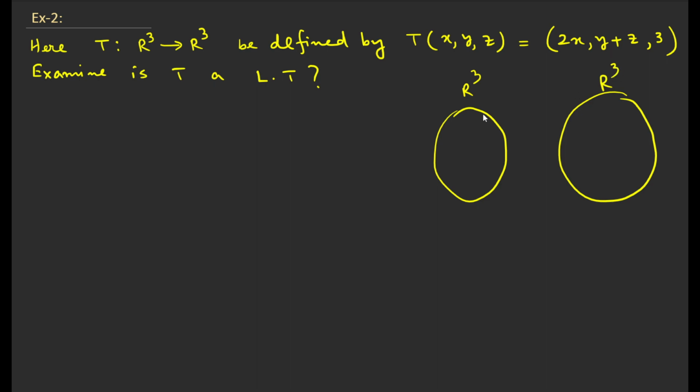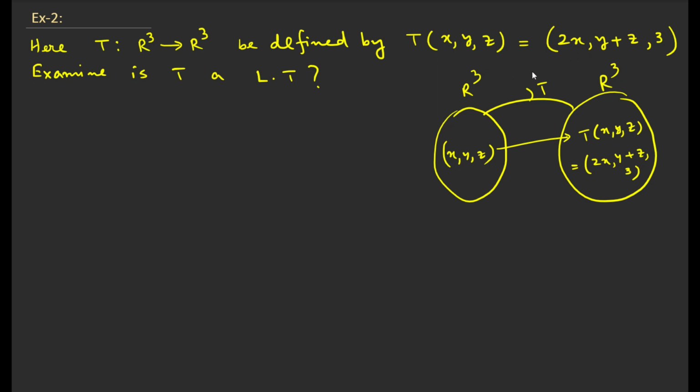This is R cube. The function is T. So if we take an element x, y, z here, its image will be T of x, y, z. So how can we write this? The first element will be twice x, then y plus z, and then 3. This is the transformation they are giving.